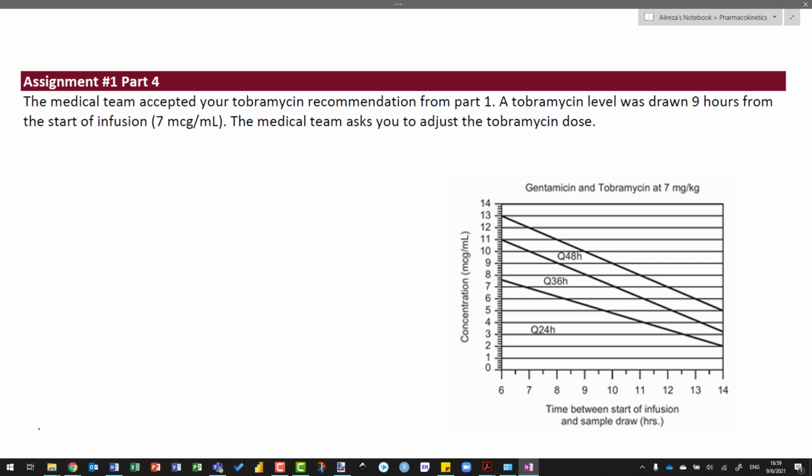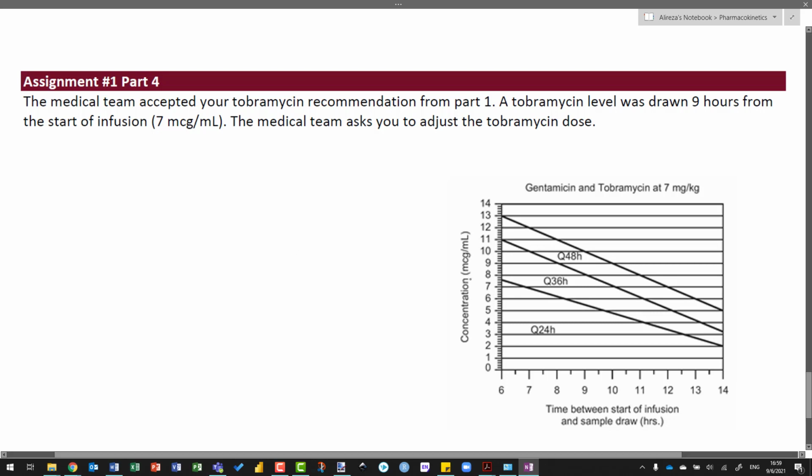Now for the next part, same patient, the medical team accepted your tobramycin recommendation. A tobramycin level was drawn 9 hours from the start of infusion, which happened to be 7 microgram per ml. And now the medical team asks you to adjust the tobramycin dose. So if you basically look at 9 hours, so basically this is your 9 hours later, and the level was 7. So if you basically go up to 7, so we are in every 36 hours. So this means that we had the right frequency.